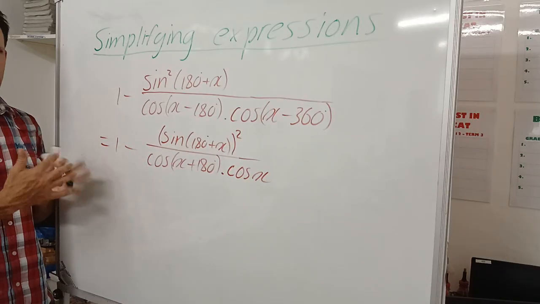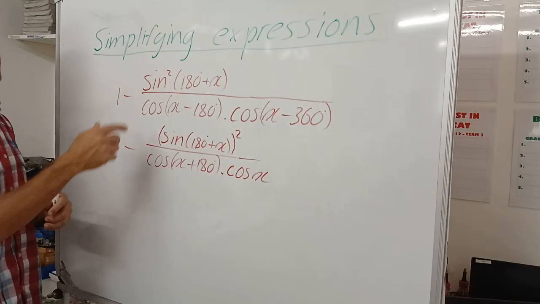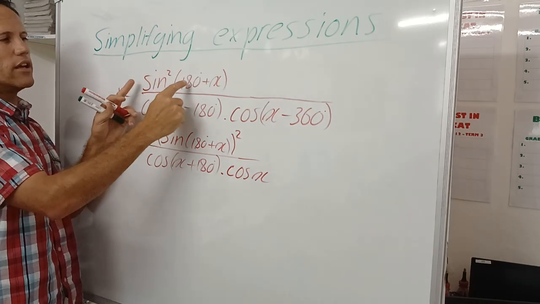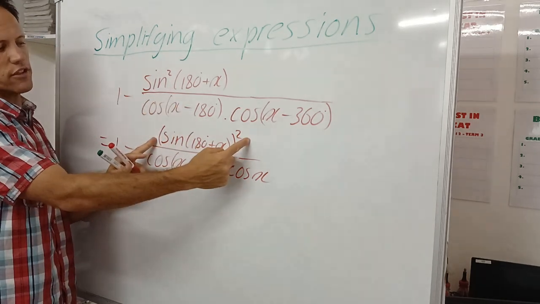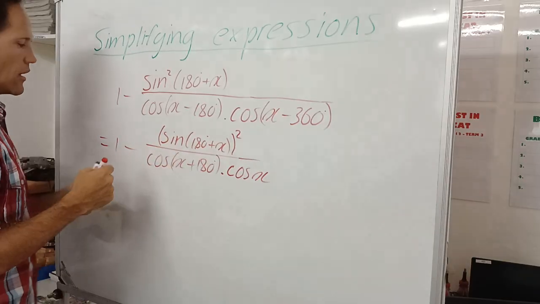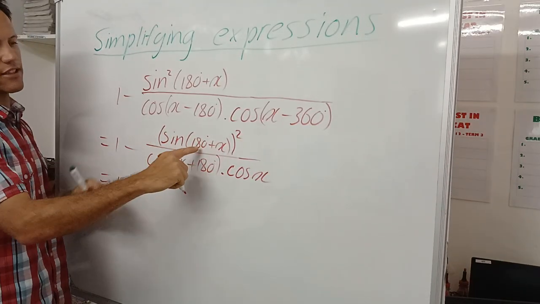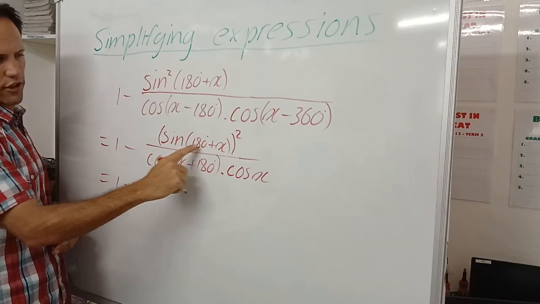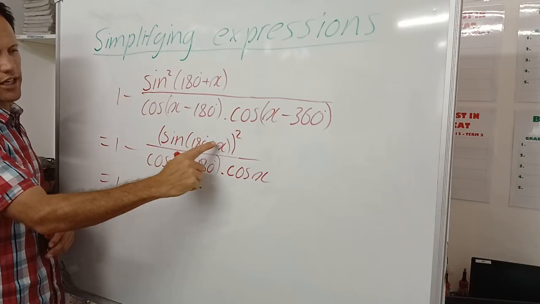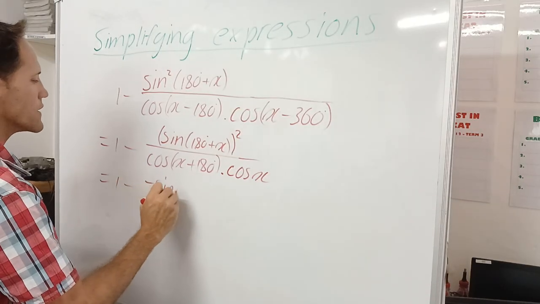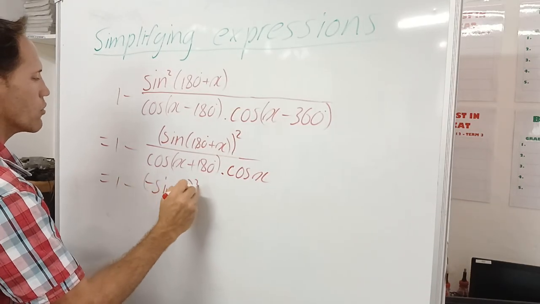Okay, it's kind of new now, but you see whenever you see a square, not always, but many times when you see a square, just put it outside the bracket first, so that you can simplify this. Okay, so now we can carry on. Now we can say it's 1 minus, and now sine 180 plus x is which quadrant? Third quadrant. What happens to sine in the third quadrant? It becomes negative. So we have negative sine x squared.